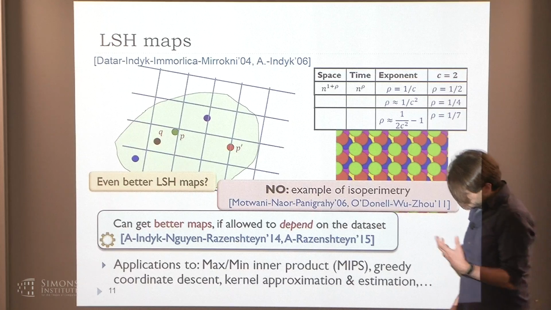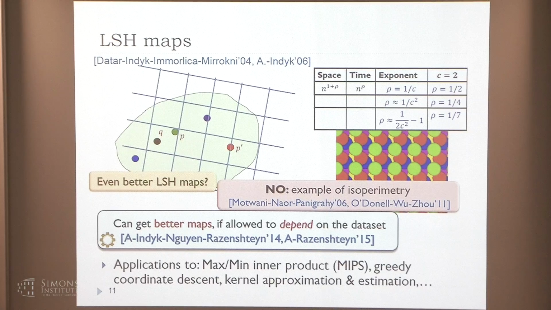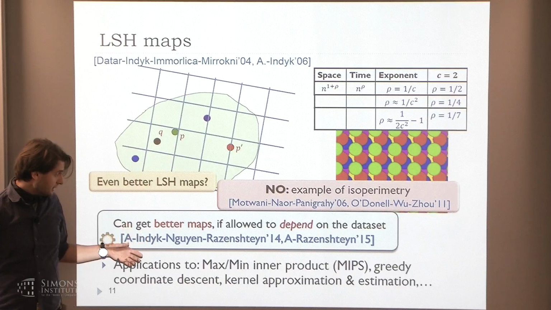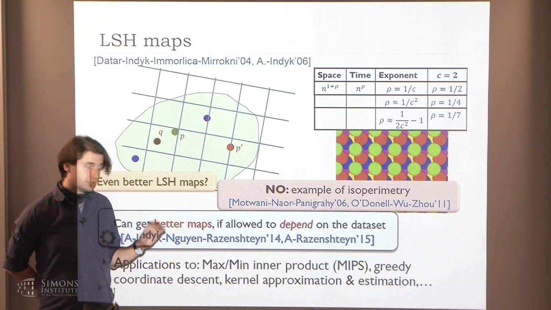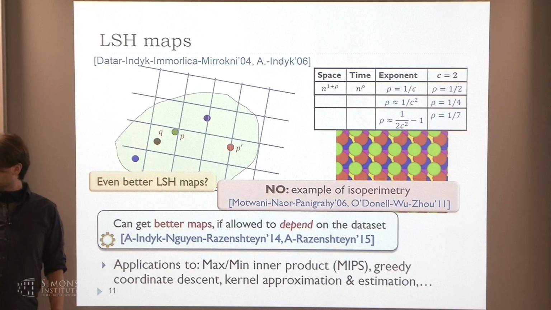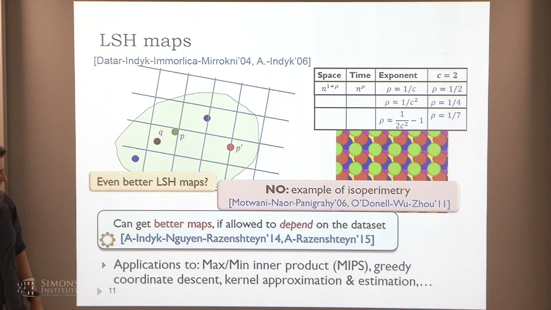As defined, I described LSH as a tool to solve nearest neighbor search, but it turns out that you can use it for much more than purely nearest neighbor search. The most natural application outside this problem is to maximum or minimum inner product, where you have a bunch of vectors and a new query vector, and you want to find the vector which maximizes or minimizes the inner product with your query vector. Sometimes it comes up under the name of the MIPS problem.